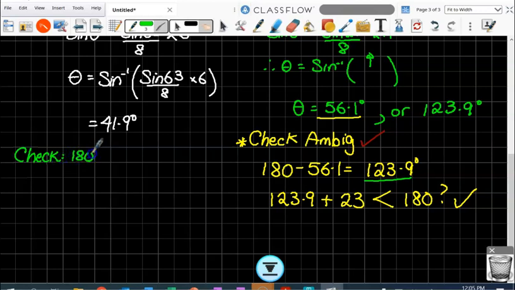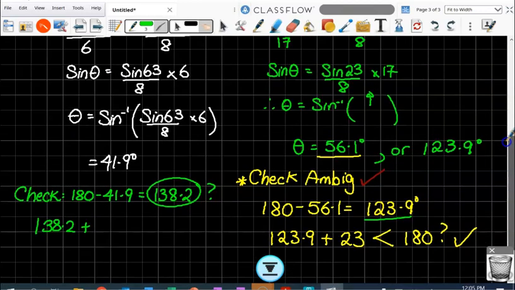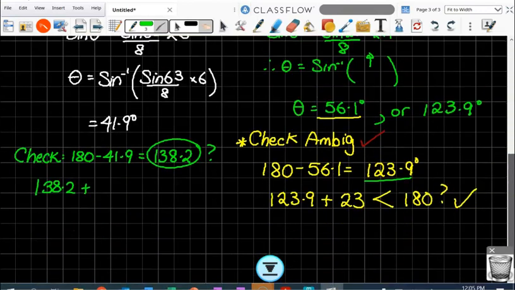So 180 take away 41.9 gives me 138.2, I hope. So we're saying, is this a possible solution? 138.2 plus, what's the other angle that was in our triangle? 63. So what's 130 plus 60? Well over 180 degrees, so it is not possible. That's my only solution.